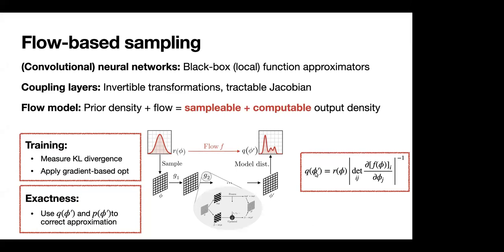So question. Yeah. So to measure the KL divergence, you still need sampling from the target distribution, right? So how does that happen? That was the hard problem.